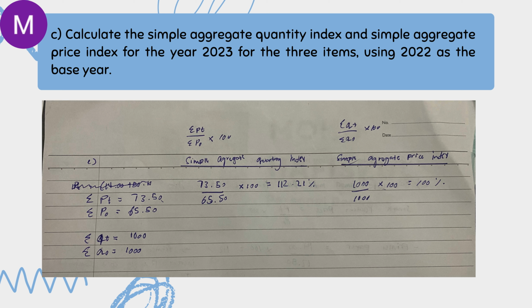It's the same as above, but the difference is we use quantity here. When we add up all the quantity demanded for 2023, we got 1000, and when we add up all the quantity for 2022, we also got 1000. So we substitute into the formula, total QT over total Q0 times 100. We can say that 1000 over 1000 times 100 is equal to 100%. So that's it, the simple aggregate price index and simple aggregate quantity index.